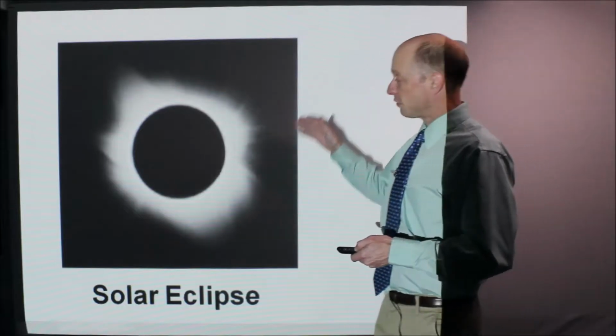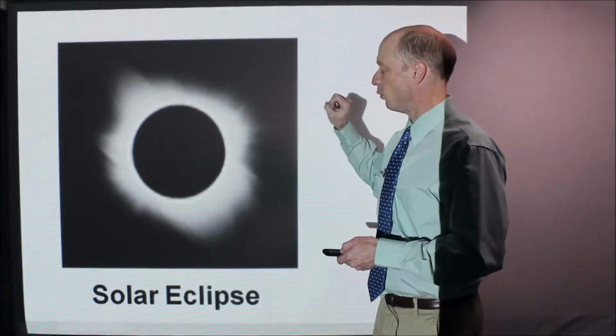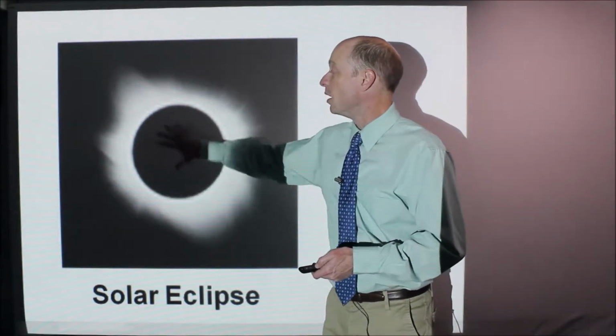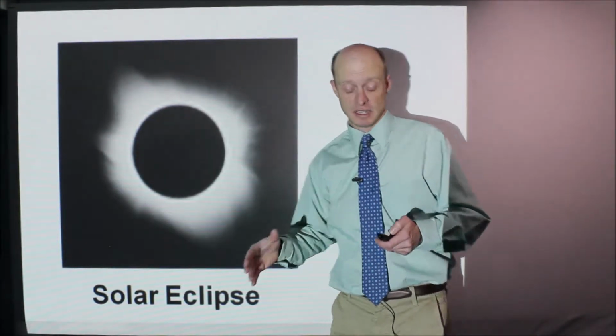And this is from a Regents exam. This will show sort of what the solar eclipse would look like. This is the sun behind. The black is the moon blocking out the sun. That's their rendition of it.